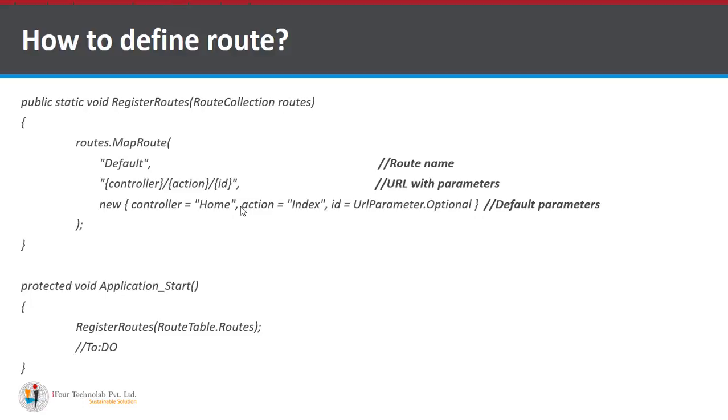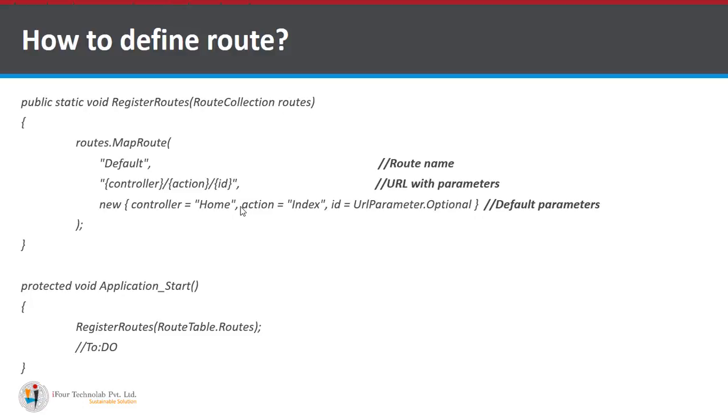So here you can see controller, action, ID. First of all, there should be the name of a controller. Then inside that controller, the action you want to call, and then if it has any parameter, then it should have a parameter.